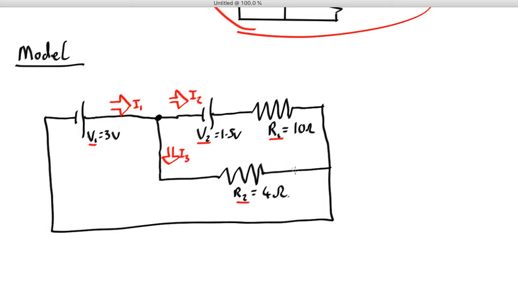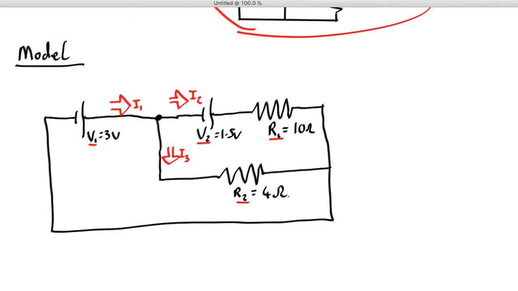Now I'm not quite sure what direction the current is going to flow through here. I've shown it flowing that way, but it might go the other way around, in which case when we do the calculation we'll just get a minus value for I3. So just guess if you don't know.